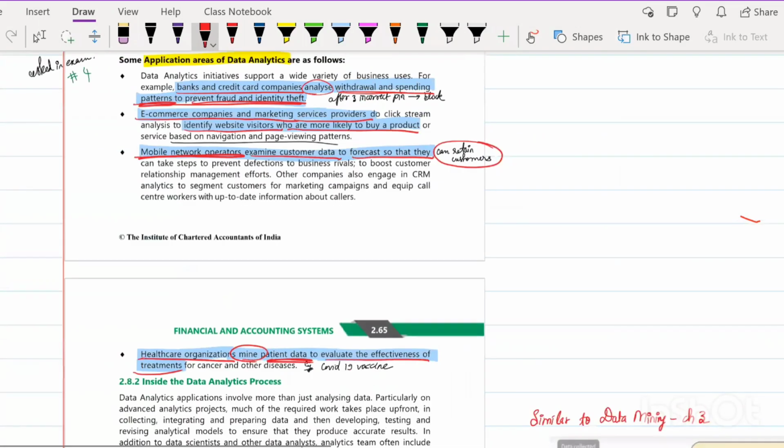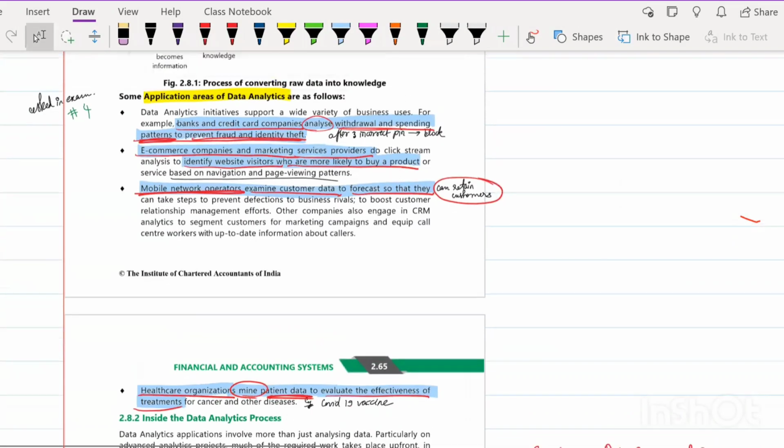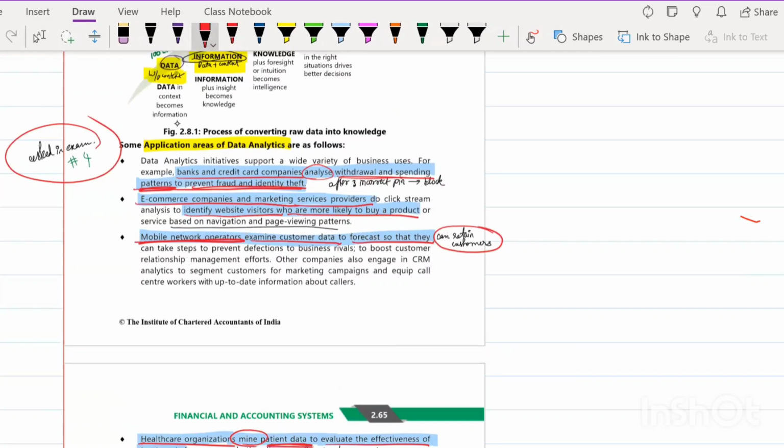So these are the 4 application areas which are given in the book, and this is one of the questions that have been asked in the exam also. So any concept that you see in the book, do not take anything lightly.